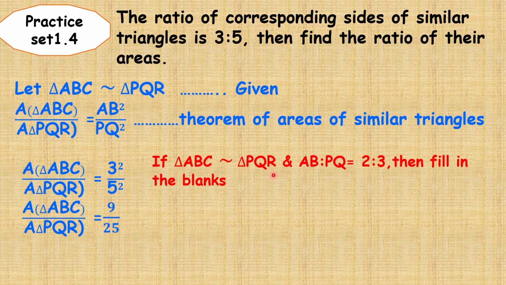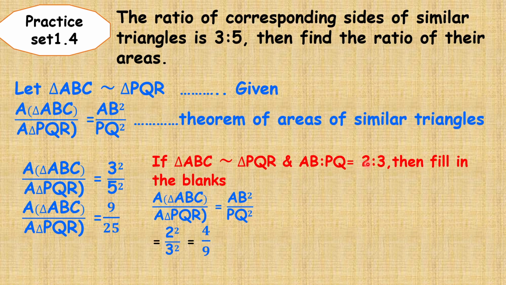If triangle ABC is similar to triangle PQR and AB:PQ is equal to 2:3, then fill in the blanks. That means the two triangles are similar, and the ratio of corresponding sides is also given. Therefore, area of triangle ABC upon area of triangle PQR is equal to AB square upon PQ square. Substitute the value here. 2 square upon 3 square, that means 4 upon 9. Next example.